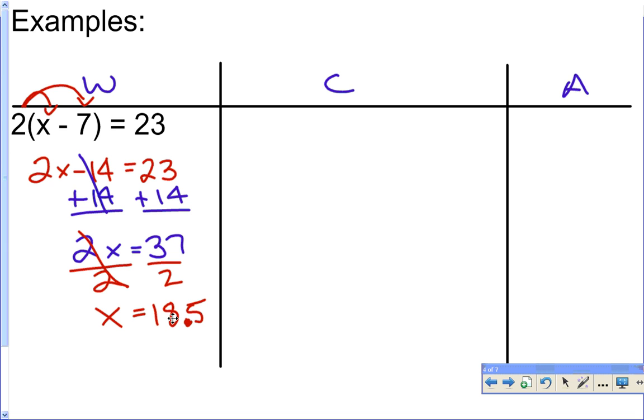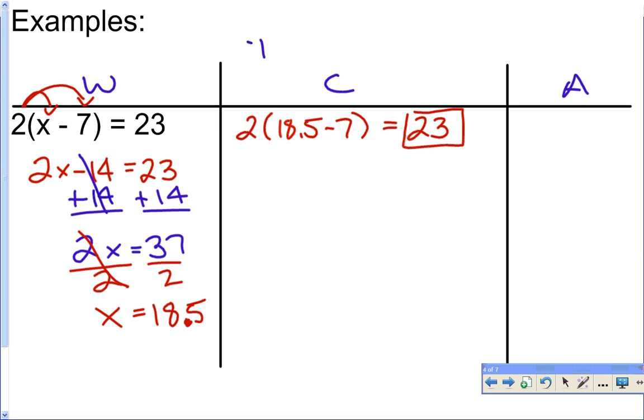Are we sure that's right? Well, I'm pretty sure I did it right, but I might have made a mistake. So let's plug it in and see if it works. Let's see if 18.5 minus 7 times 2 is really 23. So here we go. 2 times, I'm plugging in my 18.5 for x, minus 7. And I want that to be equal to 23. If I did it right, that's what I'll get.